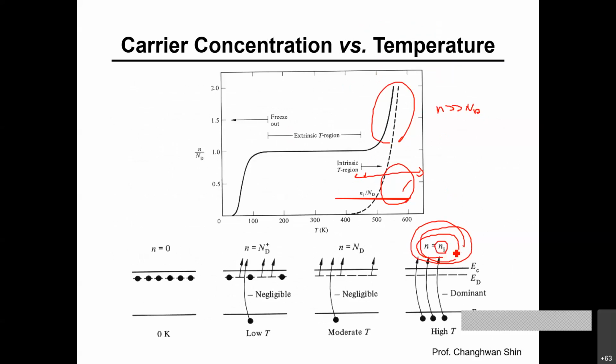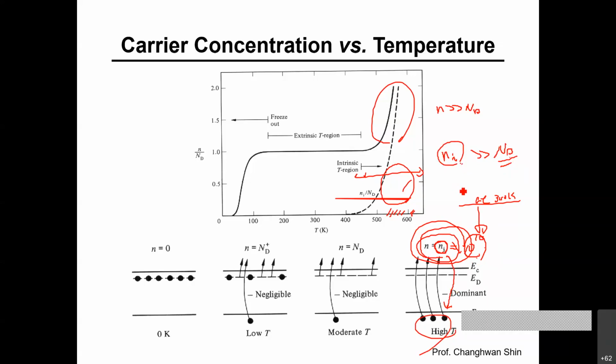Here, notice that n sub i is not anymore 10 to the 10. Whenever I'm saying 10 to the 10, that is the number at room temperature. Now I'm talking about very high temperature. So this number n sub i is way higher than 10 to the 10. Instead of using a number, I have used the symbol n sub i at this high temperature. So at very high temperature, the n i value is much, much higher than the doping concentration that I have designed.